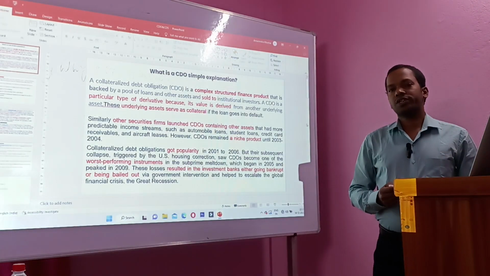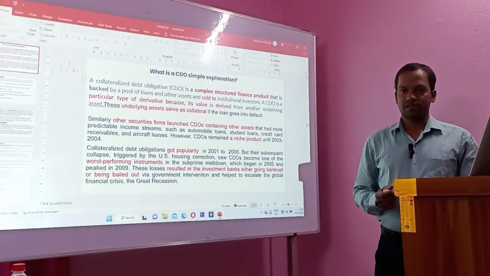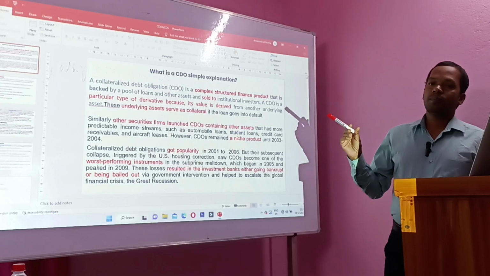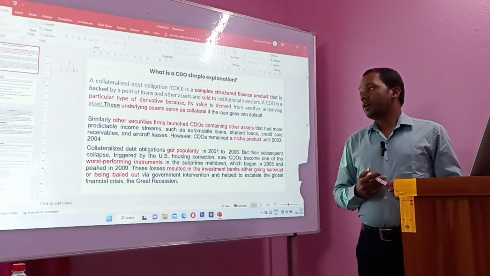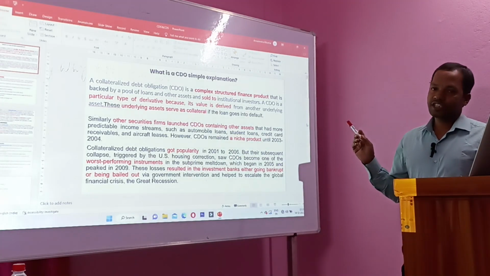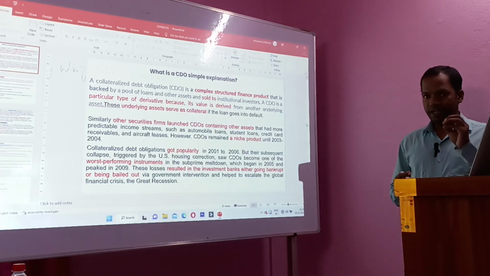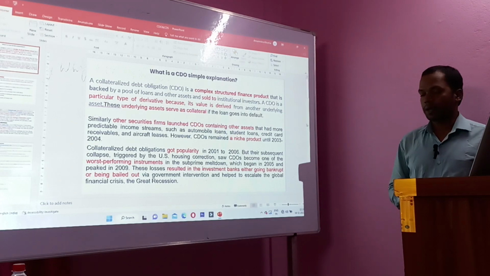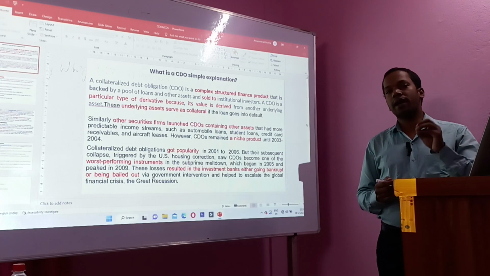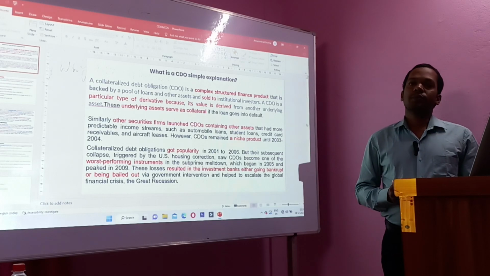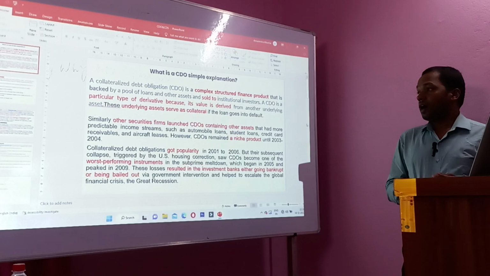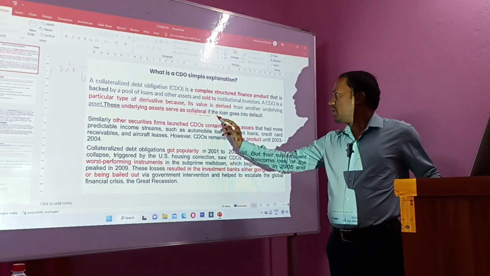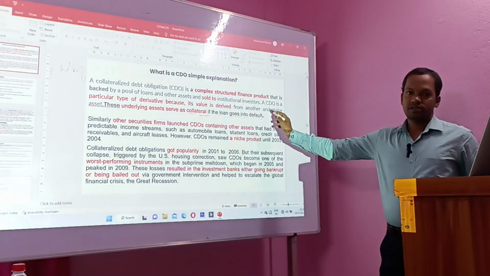The term CDO stands for collateralized debt obligation. It is a complex financial product that is backed by a pool of loans and other assets and then sold to institutional investors. A CDO is a particular type of derivative. Why is it called a derivative? Because its value is derived from the value of the underlying assets. This underlying asset serves as collateral if the loan goes into default.